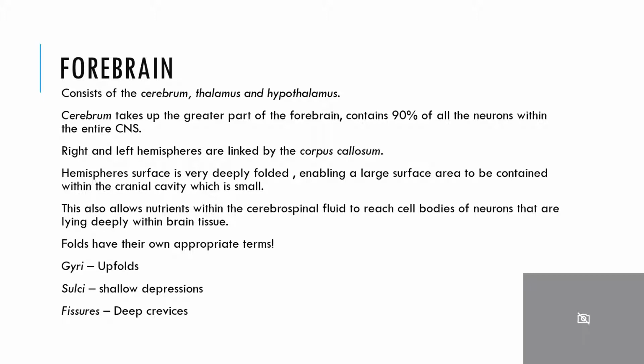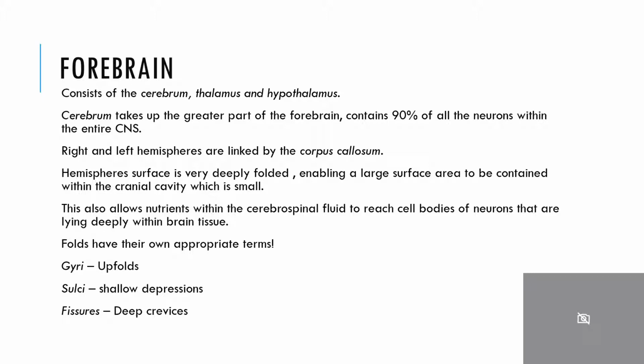The cerebrum takes up the greater part of the forebrain, and it contains 90% of all the neurons within the entire central nervous system. The right and left hemispheres are linked by something called the corpus callosum, and the right and left hemispheres are the two sides of the brain. The hemisphere's surfaces are deeply folded, enabling a large surface area to be contained within the cranial cavity, which itself is quite small. This also allows nutrients within the cerebrospinal fluid to reach cell bodies and neurons that are lying deeply within the brain tissue.